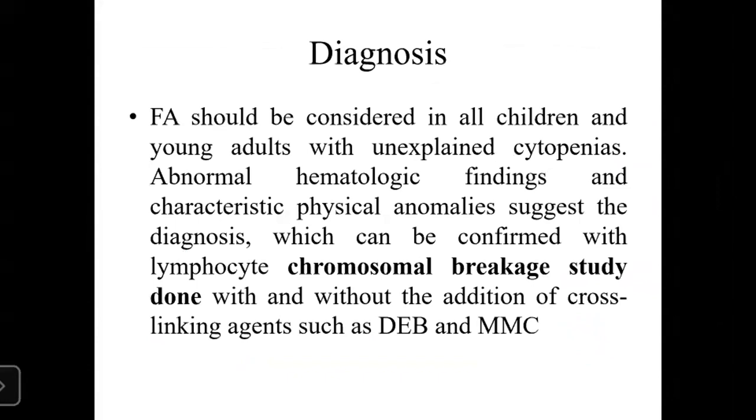Fanconi anemia should be considered in all children and young adults with unexplained cytopenia. Abnormal hematological findings and characteristic physical anomalies suggest the diagnosis, which is confirmed by chromosomal study. We can do it with DEB and mitomycin C. This chromosomal breakage study we have to do in case of Fanconi anemia.